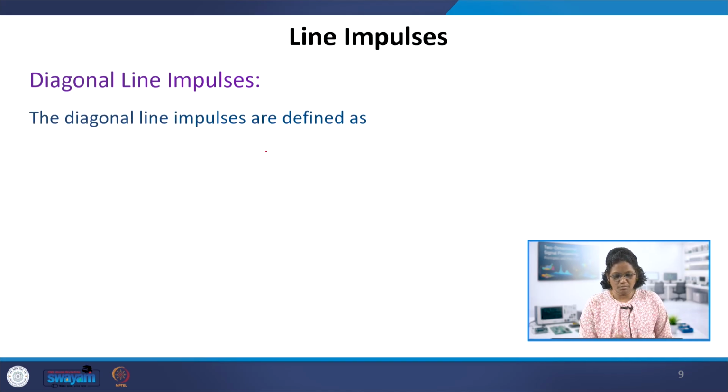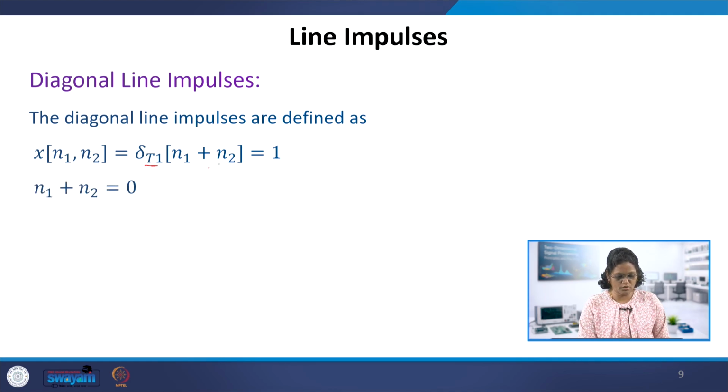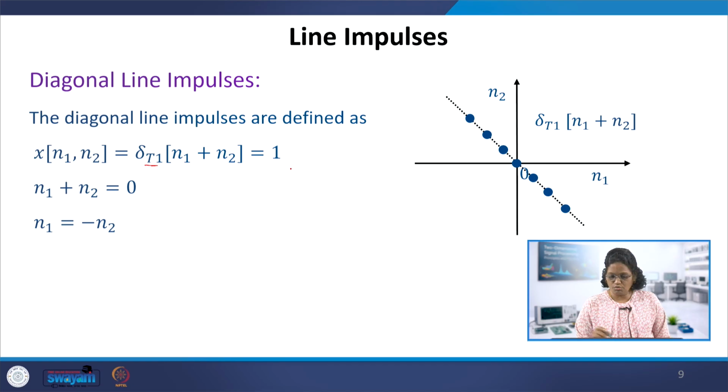The diagonal line impulse is defined here as x of n1 comma n2 is del t of n1 plus n2, and this t is just to differentiate. That means this impulse is valid only when n1 plus n2 equals 0. When we ask for which values this is becoming 1, n1 equals minus n2, or n2 equals minus n1, for all these values this signal would exist. To visualize it, here are the n1 and n2 axes; in this case n1 0 and n2 0 is also valid for this equation.